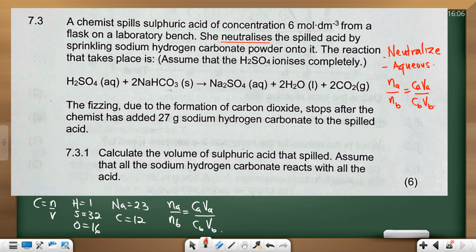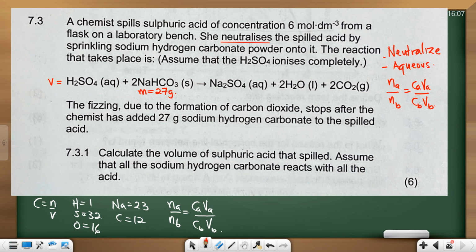All right. The reaction that takes place, assume that it ionizes completely. So we have this reaction. The effervescence, due to the formation of what? Carbon dioxide, stops after the chemist has added what? 27 grams. So the mass here is 27 grams of sodium hydrogen carbonate to the spilled acid. My beautiful learners, please watch the beauty of this. Calculate the volume of sulfuric acid.